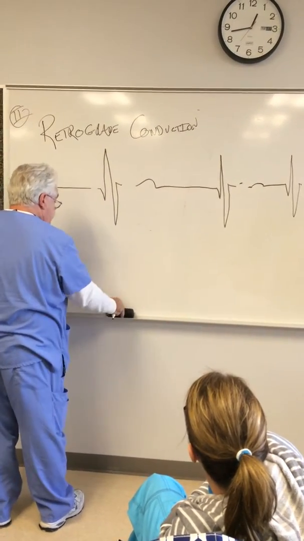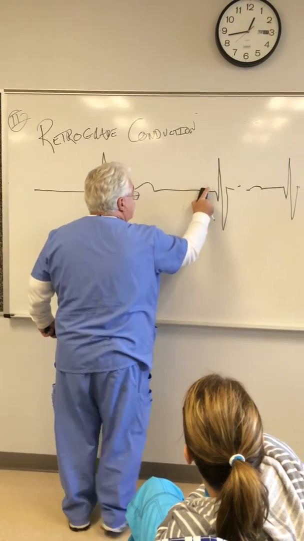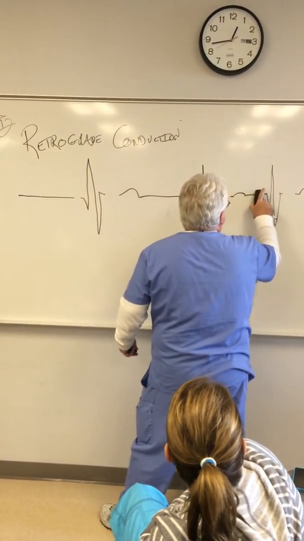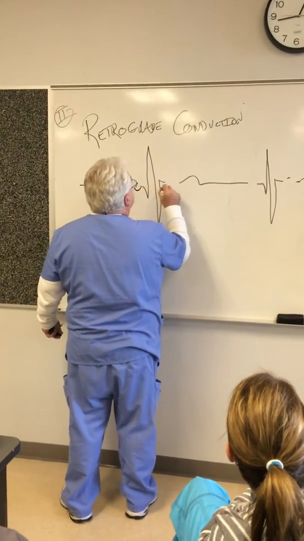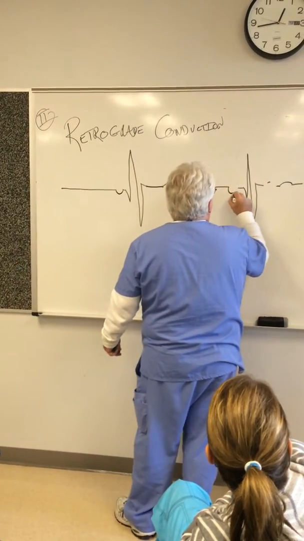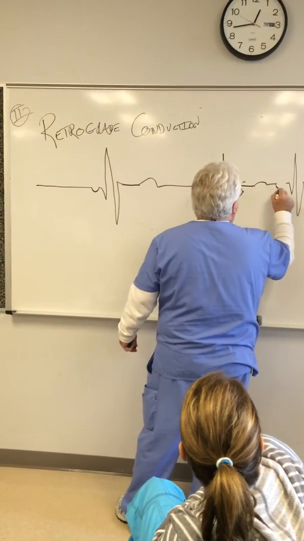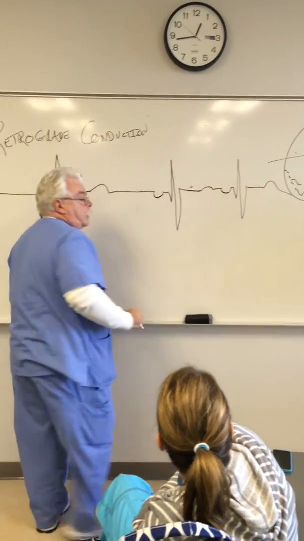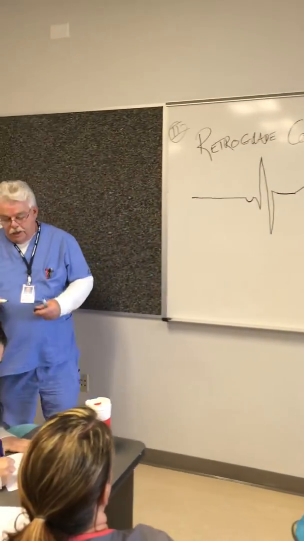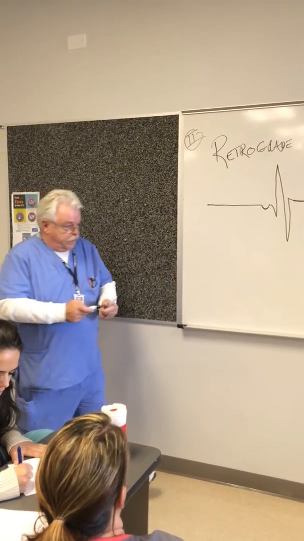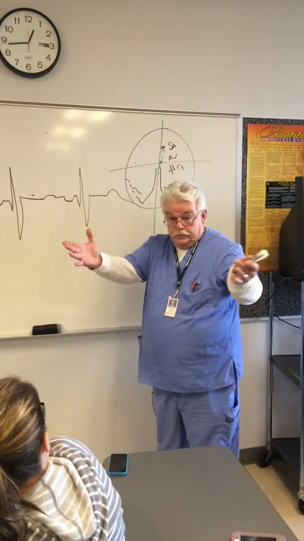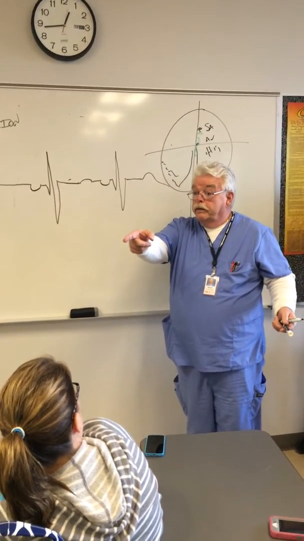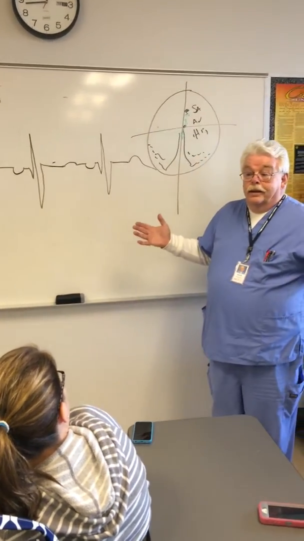What the heck? What's wrong with those P waves? They're upside down. Why are they upside down? Because it's sending the impulse backwards from the AV to the SA. That's it. So inverted.